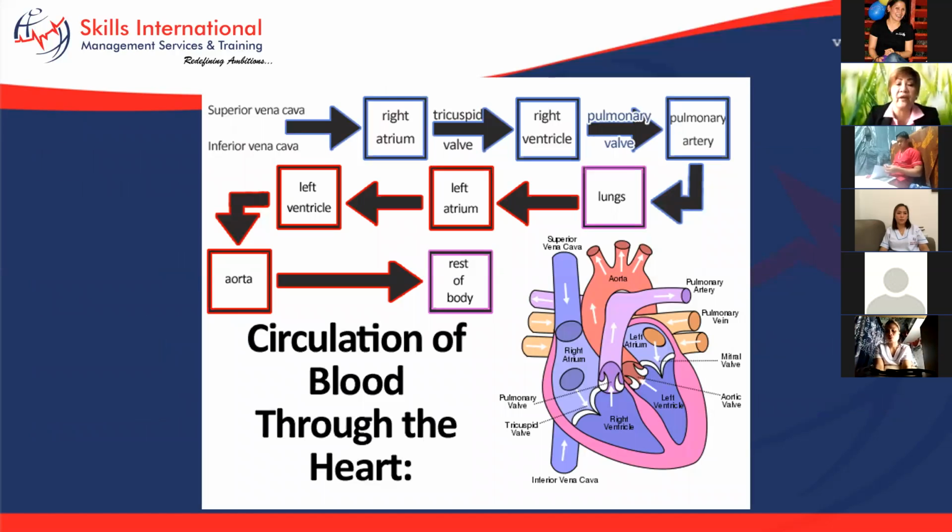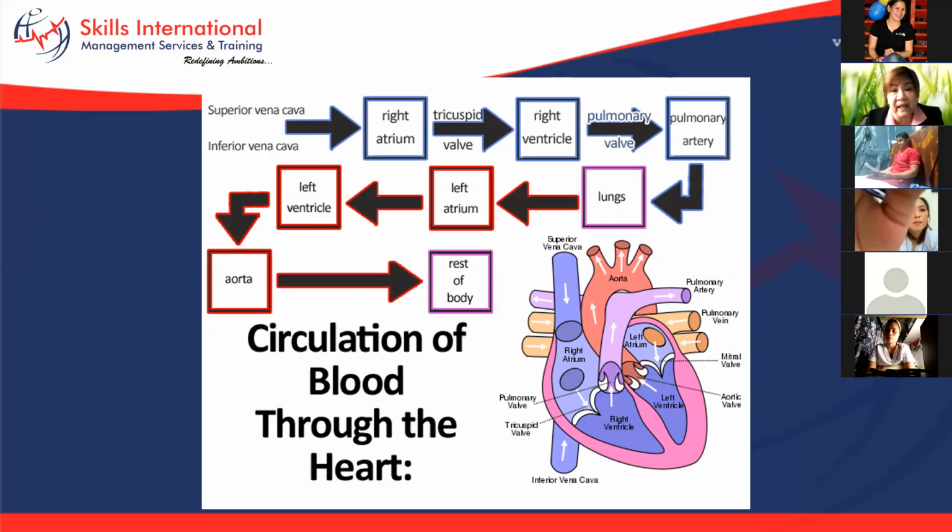Ito yung circulation of the blood through the heart. Paano nag-contribute ng blood supply yung ating heart pag nagpapump ito? So we'll start with the superior vena cava. Nakita natin yung pinakamalaking vein doon. So yun siya, yung superior vena cava, nagdadaan siya through the atrium, through the tricuspid valve to the right ventricle.